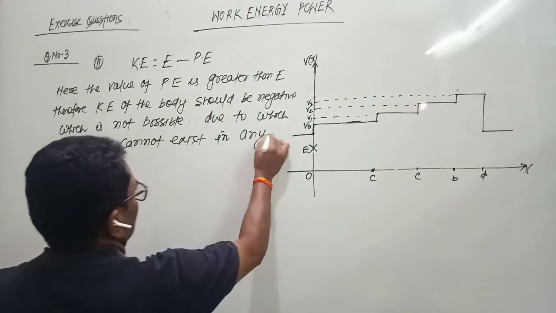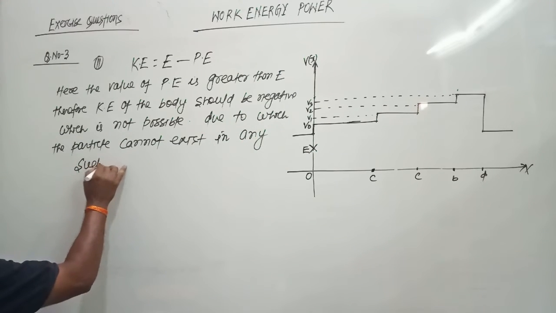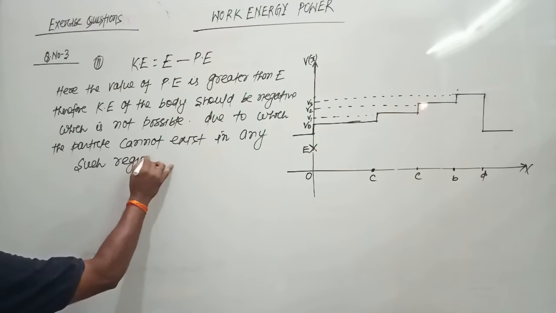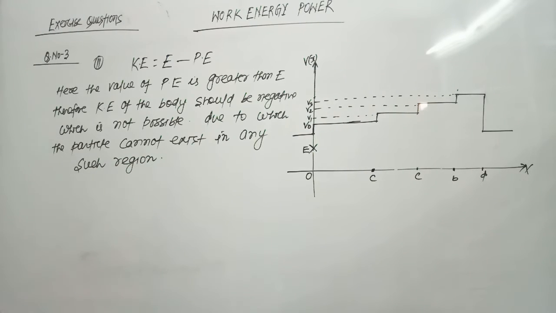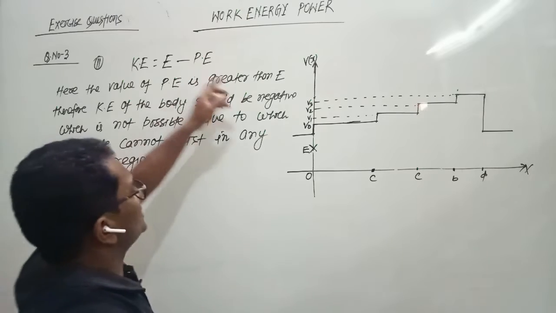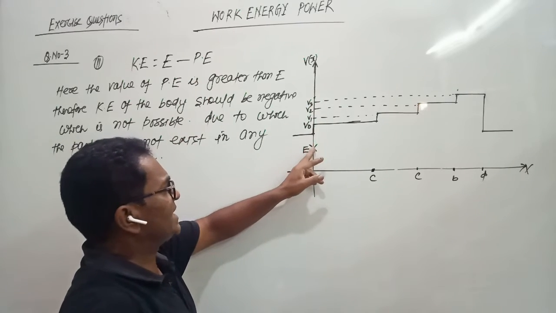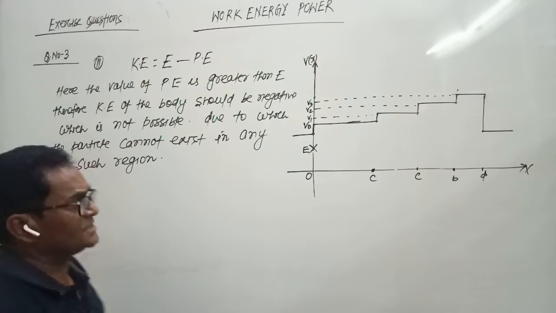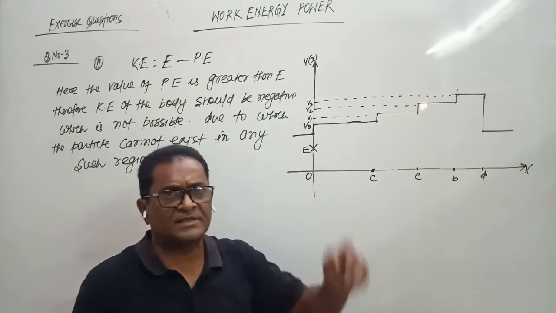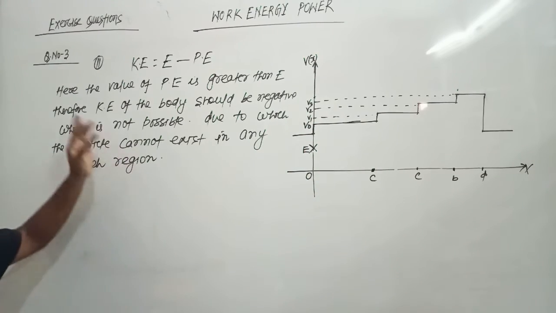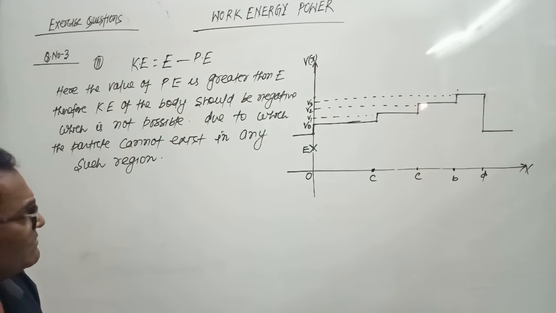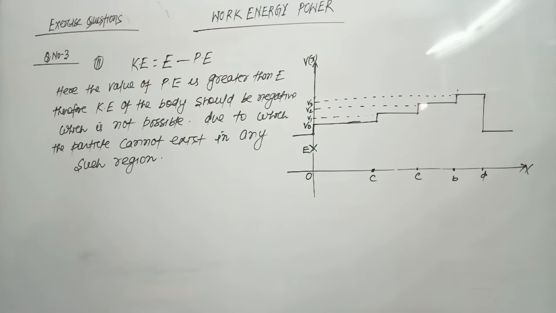The particle cannot exist in any such region because in these regions potential energy is greater than the total energy, and if the potential energy is greater than the total energy, then kinetic energy will be negative, which is not possible. Therefore, the particle cannot exist in any such region.